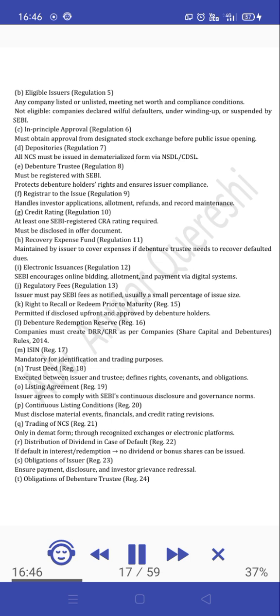C. In-principle approval, Regulation 6. Must obtain approval from designated stock exchange before public issue opening. D. Depositories, Regulation 7. All NCS must be issued in dematerialized form via NSDL/CDSL. E. Debenture trustee, Regulation 8. Must be registered with SEBI. Protects debenture holders' rights and ensures issuer compliance.